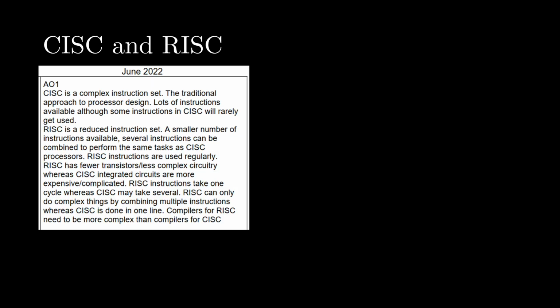Now on to CISC and RISC. So CISC just stands for Complex Instruction Set, and RISC stands for Reduced Instruction Set. This is of course talking about instruction sets for assembly code, assembly language.